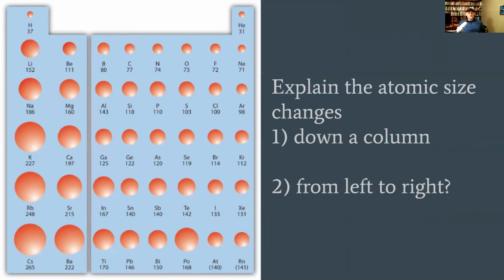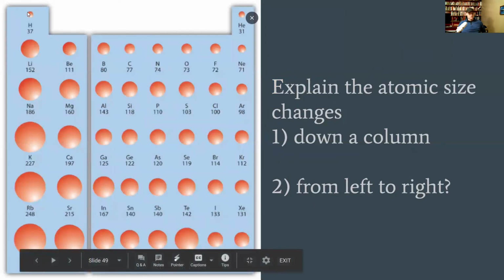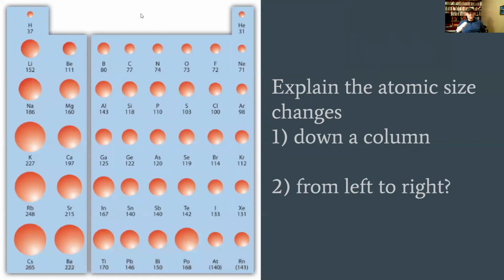Can you use your knowledge of atomic structure at this point and electron structure to explain the changes as we go down the periodic table? Let's do that first. Why, as we're going down the periodic table, are the atoms getting larger? And why is it as we're going across the periodic table that the atoms are getting smaller?